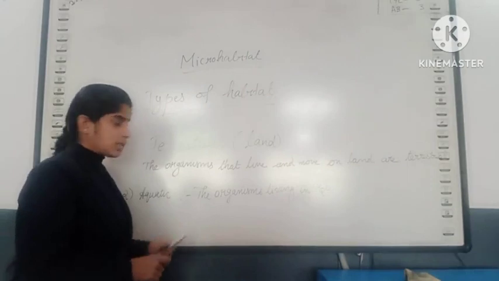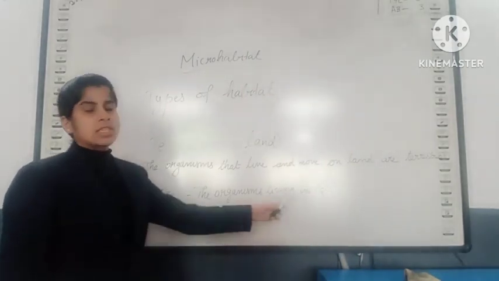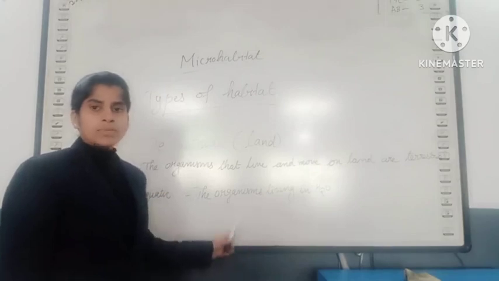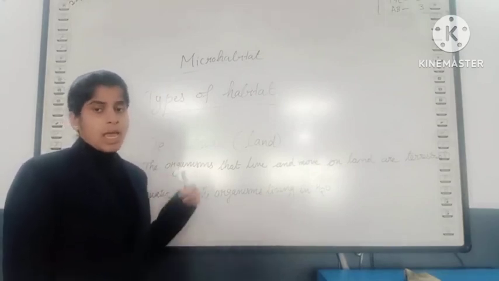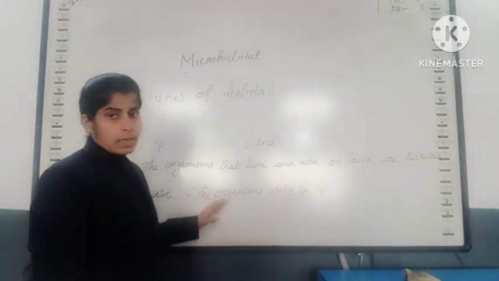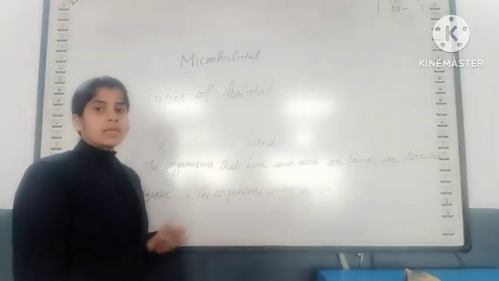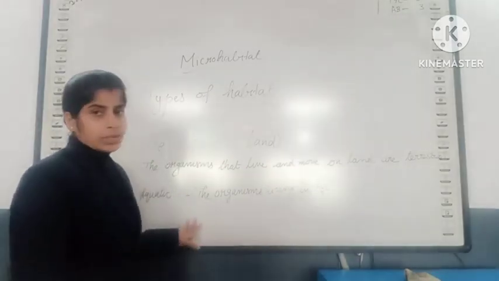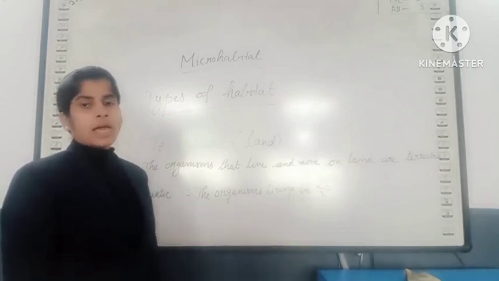Now we are going to discuss aquatic habitat. Aquatic habitat means the organisms that live in water. Here there is no fluctuation. The aquatic habitat is fairly stable compared to terrestrial habitat. Aquatic organisms are classified into two. One is in fresh water and another one is in marine water. Freshwater organisms and marine water organisms.